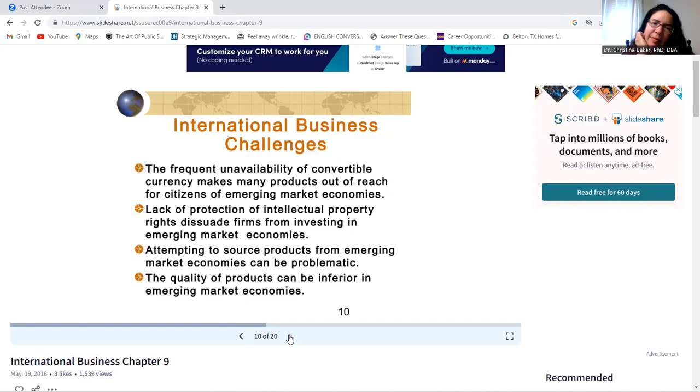International business challenges. The frequent unavailability of convertible currency makes many products out of reach for citizens of emerging market economies. Lack of protection of intellectual property rights dissuades firms from investing in emerging market economies. Attempting to source products from emerging market economies can be problematic. The quality of products can be inferior.